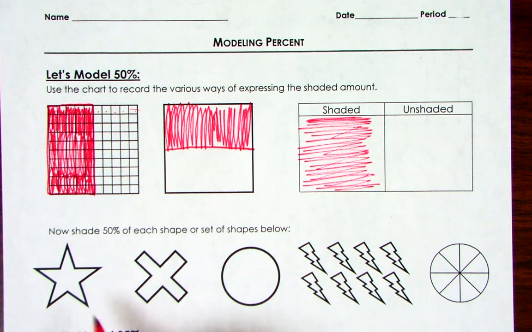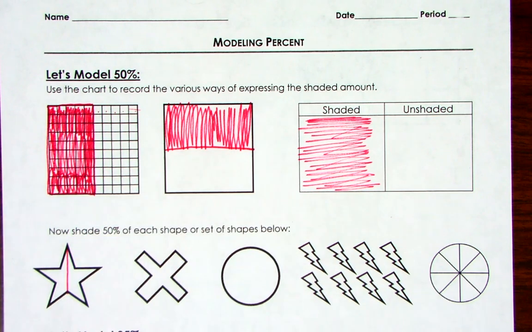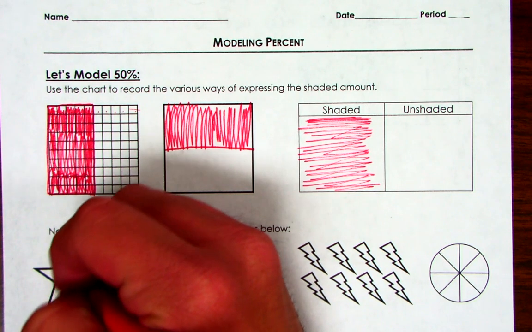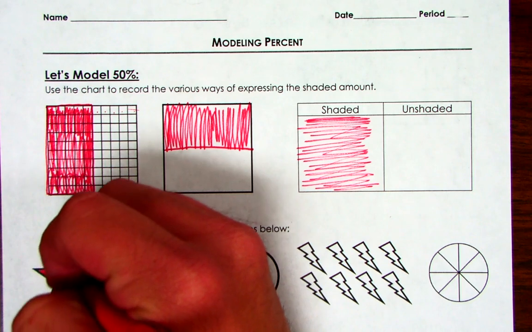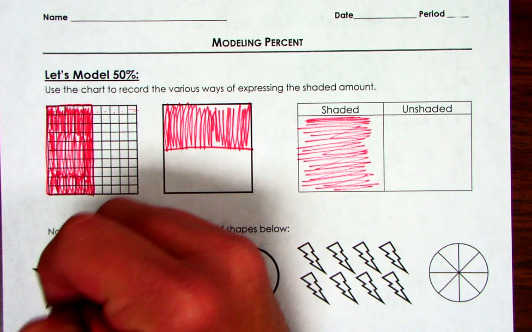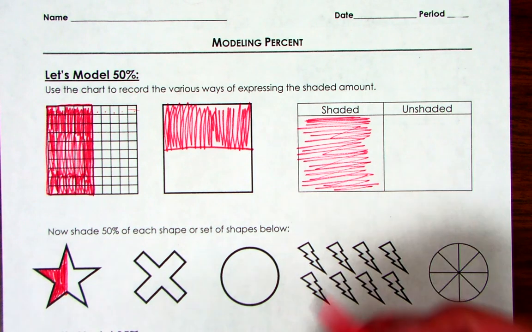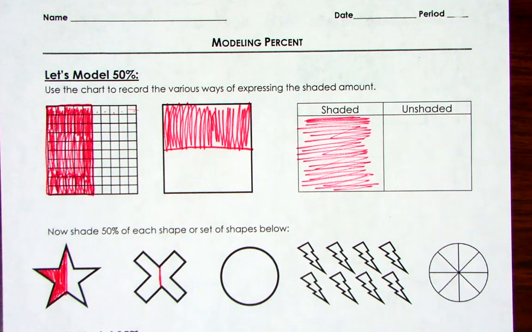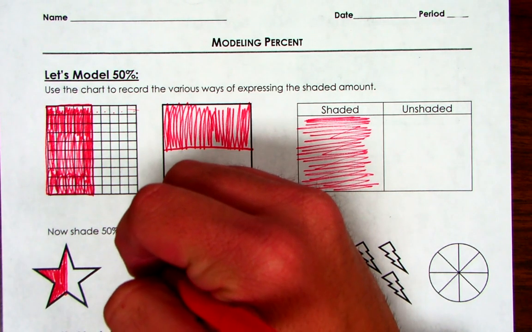Well, I'm going to take this star, and I'm going to cut it right down the middle like so. Now it's like a mirror image. And I'm going to shade in half of it. And there you go. You just shaded in 50%. I'm going to do the same thing with these X's. I'm just going to draw a line right there. And now it's like a mirror image. Shade in half of it.